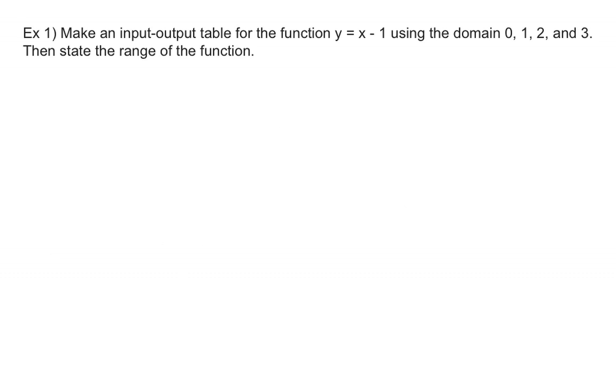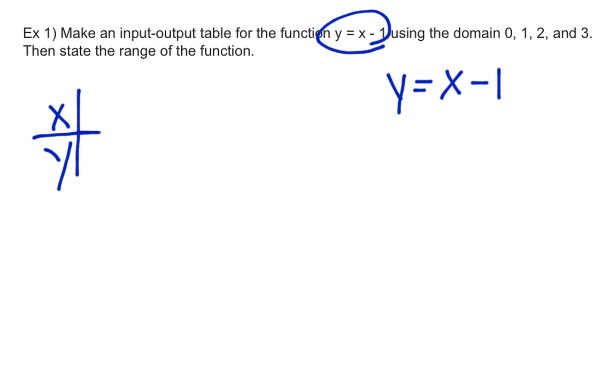Okay, let's move on. Example 1 says make an input-output table for the function y equals x minus 1 using the domain 0, 1, 2, and 3. Then state the range of the function. Okay, so the first thing that they're mentioning to us here is that this is our function. Remember, a function is just relating two sets together. So our x's are being related to our y's. Okay, so our function is y equals x minus 1. Okay, an input-output table. Okay, well remember, our inputs are really just our x's, and our outputs are our y's. So we're really making an xy table.